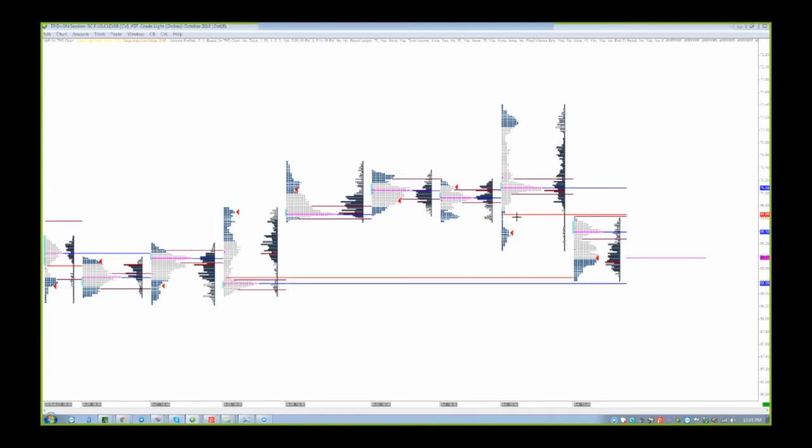And then these red lines are where we have single bricks. Single bricks are where you have incomplete auctions, so you have a single print. When the price is not in balance, I call it a repair area. The market likes to go back and re-auction those areas.